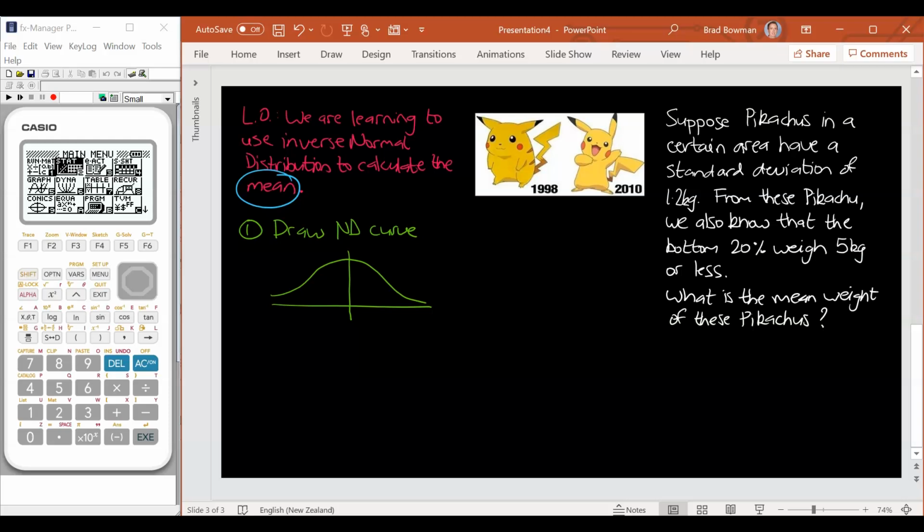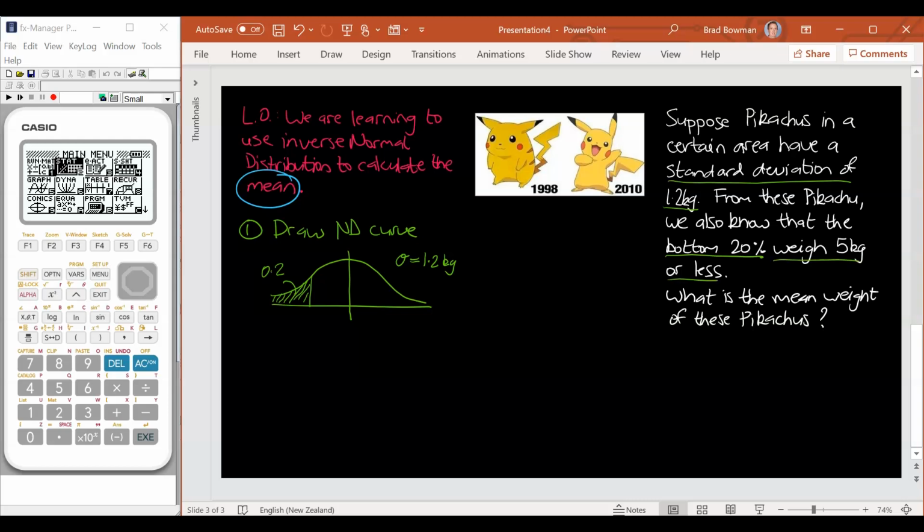Suppose Pikachus in a certain area have a standard deviation of 1.2 kilos. So there's our first bit of information. We're going to write that on the right. Standard deviation is equal to 1.2 kilograms. From these Pikachu, we also know that the bottom 20%, okay, so there we go. The whole thing is 100%, so the bottom 20% is probably somewhere in this area. There you go. So that there has a probability of 0.2.